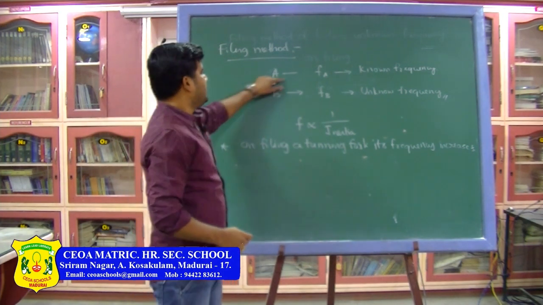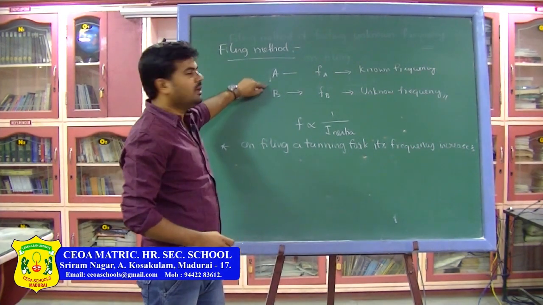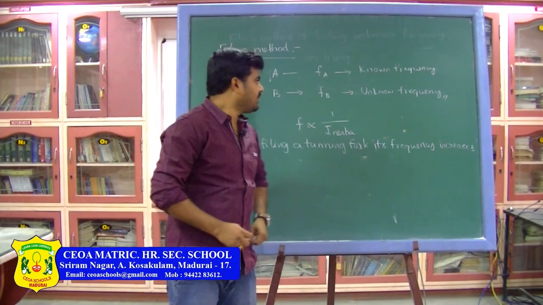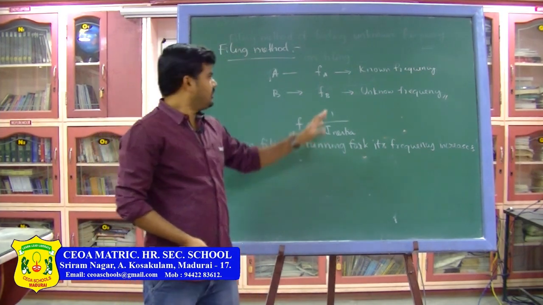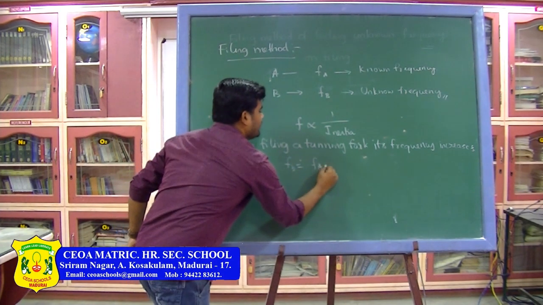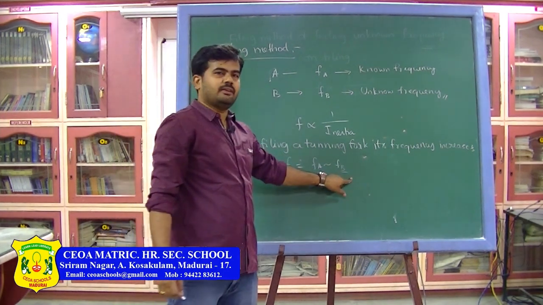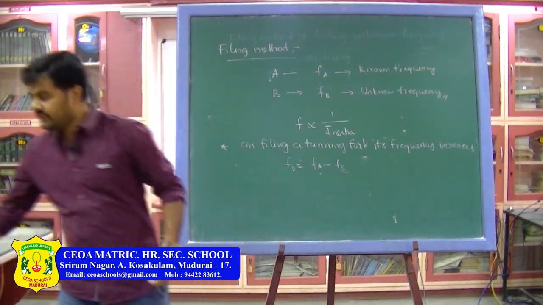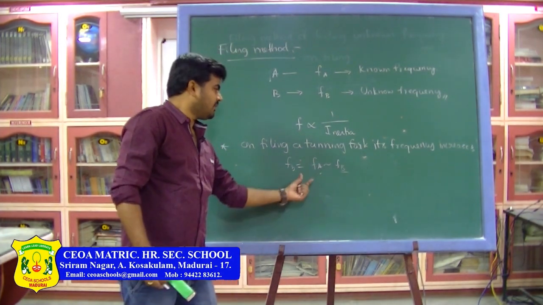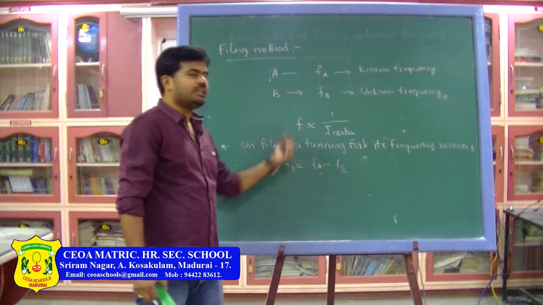Suppose the prongs of this unknown tuning fork are filed. This is the tuning fork whose frequency is unknown. There are two cases we can discuss. Suppose the initial number of beats f_b is equal to f_A minus f_B; we do not know which is greater and which is smaller in this case. Now, on filing, two things may happen: the number of beats may decrease or the number of beats may increase. Let us see how to calculate the unknown frequency in each case.